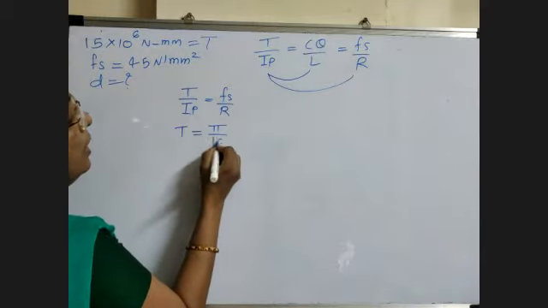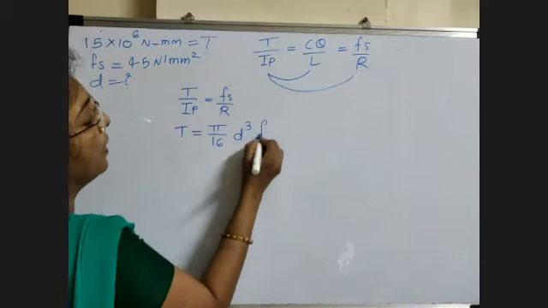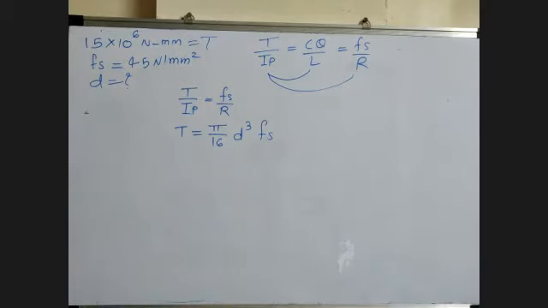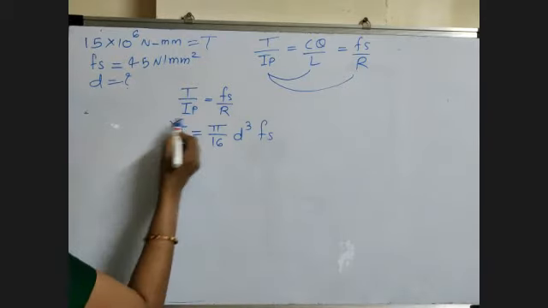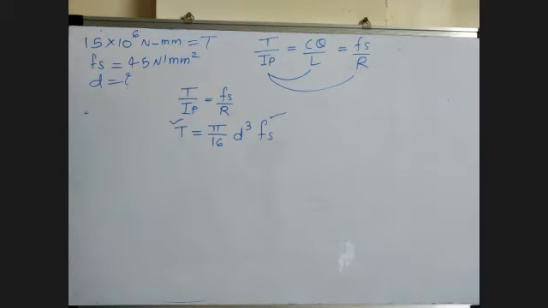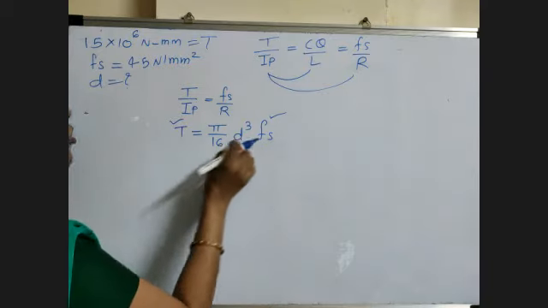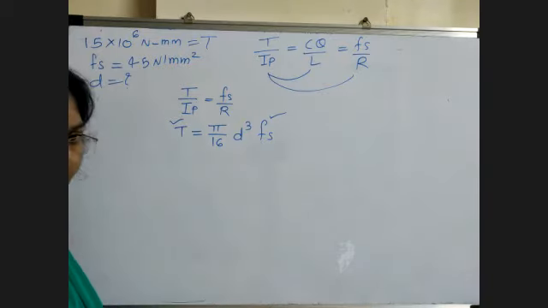Pi by 16 d cube into Fs. This is the modified formula. What are the given things? Torque is given. Fs, the maximum shear stress, is given. So the only unknown is the diameter. So we just put the values here, or we take the diameter on one side.